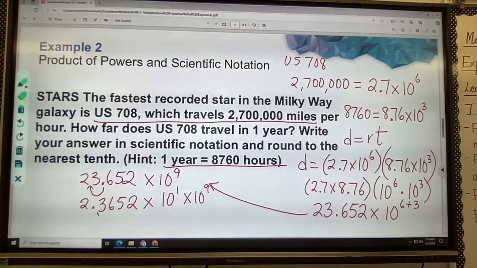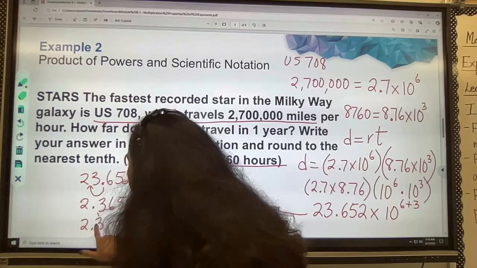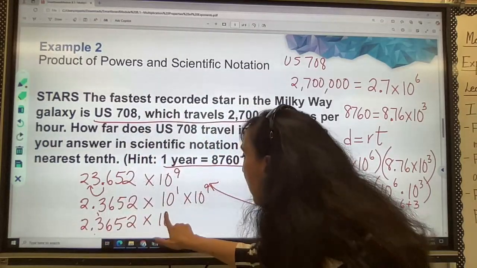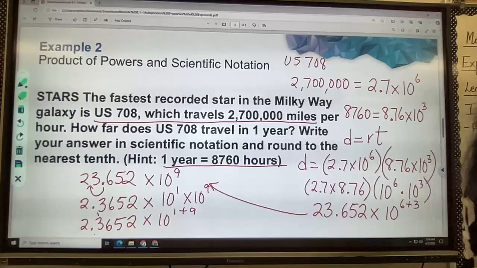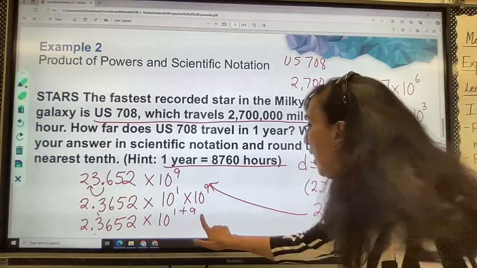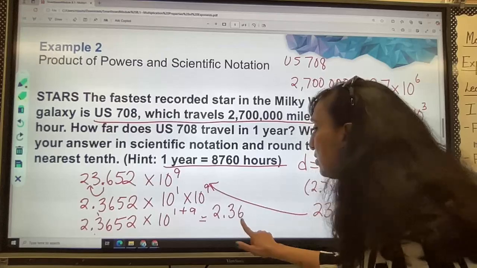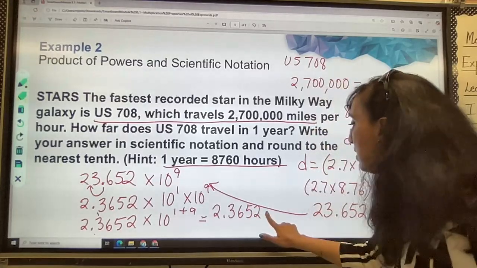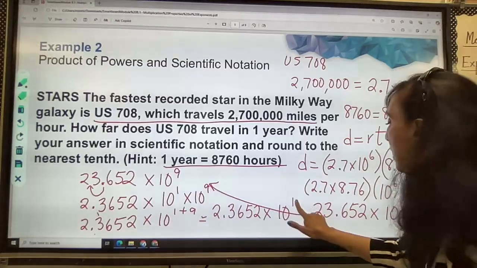And then I'm just going to use my product of powers property, and I am going to write this out as 10 to the first power plus 9. And so what do I end up with? I end up with 2.3652 times 10 to the 10th power.